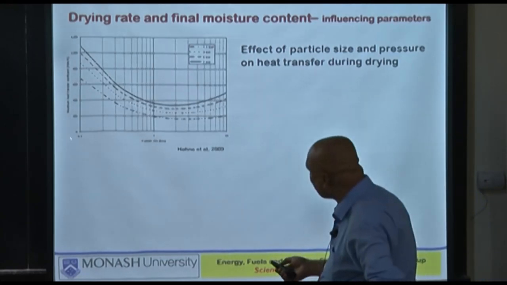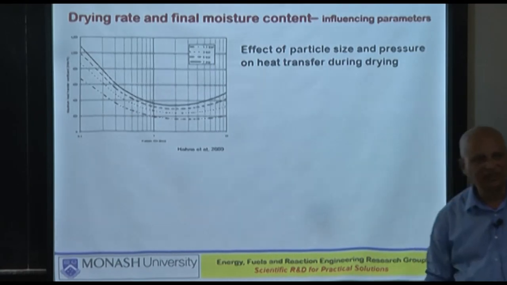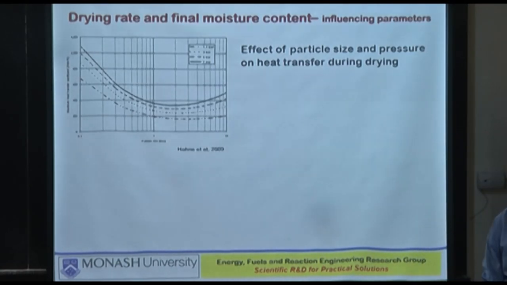This is the indication of the rate at which you will be able to dry. So there is an effect of pressure, there is an effect of particle size on the drying, as you would expect. This is an example of how pressure can affect drying at a particular drying temperature. It was about 150 degrees centigrade, more than that, as a function of different particle size.